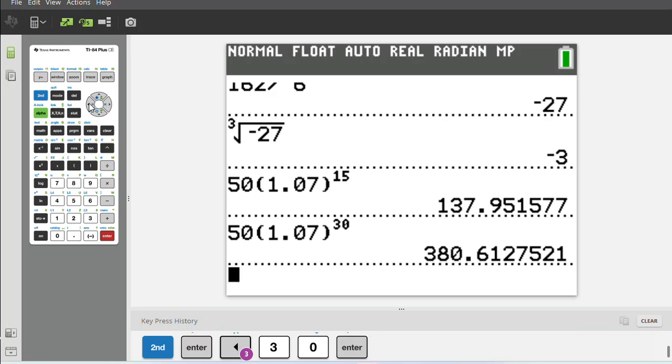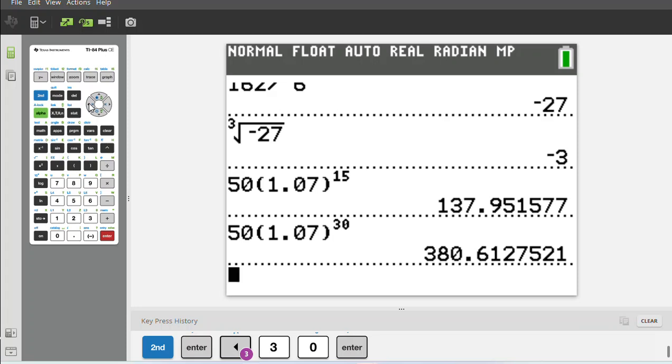So I'm getting this. If we're talking about rabbits, what should we round to? Whole number, yeah. So how many rabbits for the first one? 138 rabbits. And for the second one? 381 rabbits. Yeah.